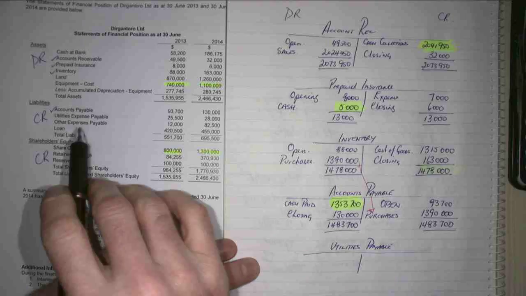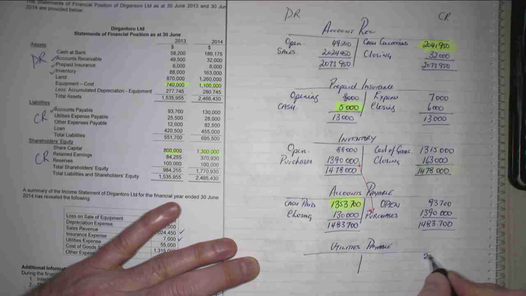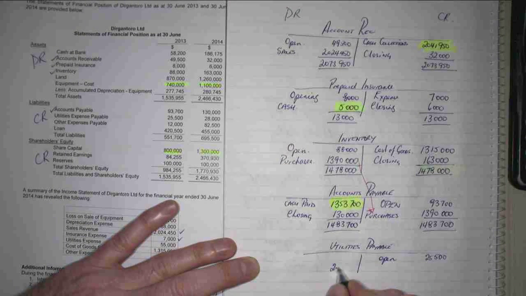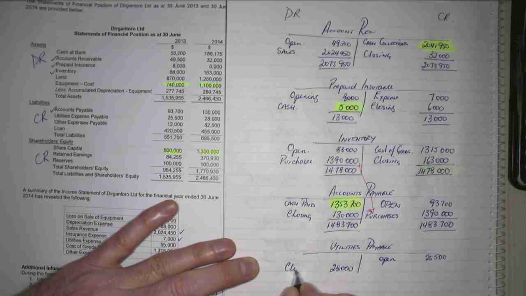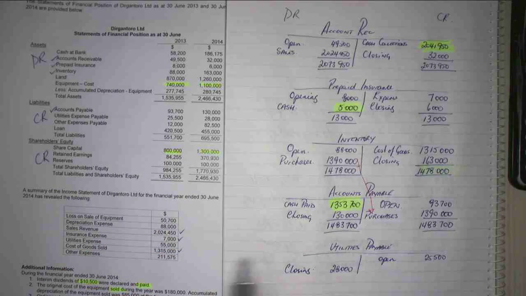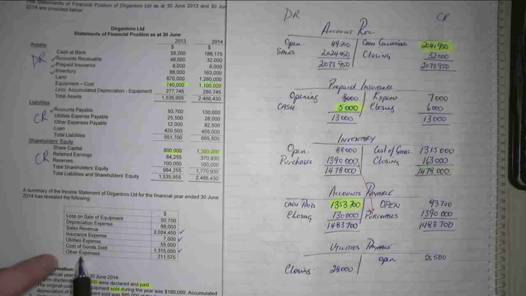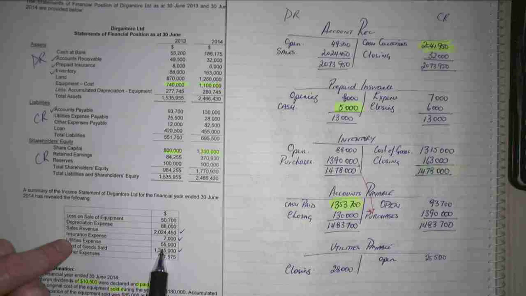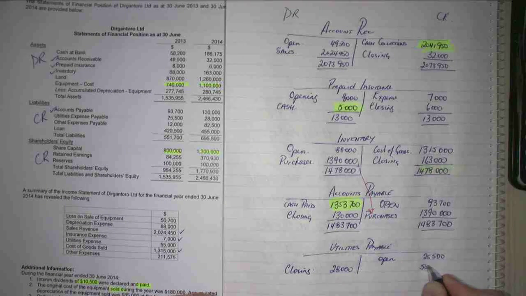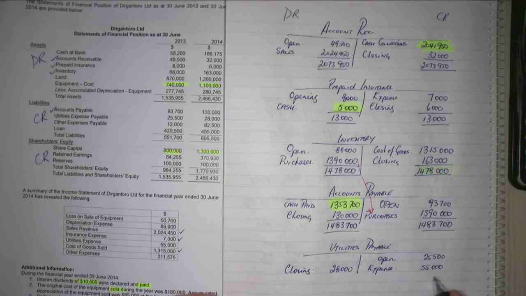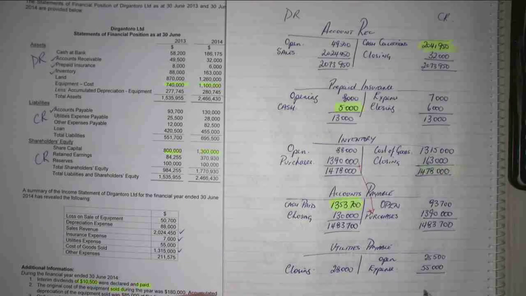So my utilities payable, we start with an opening balance of 25,500. And my closing balance is 28. Now what decreases my payables is my expenses. So I've got 55,000 here for expenses. So that makes, what does that make, 80 something or other? 80,500.